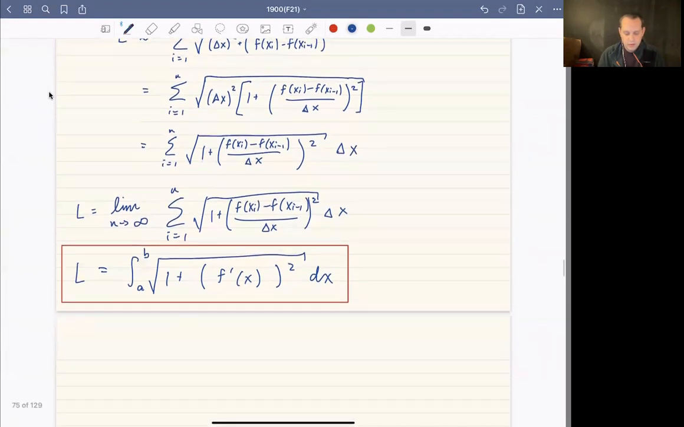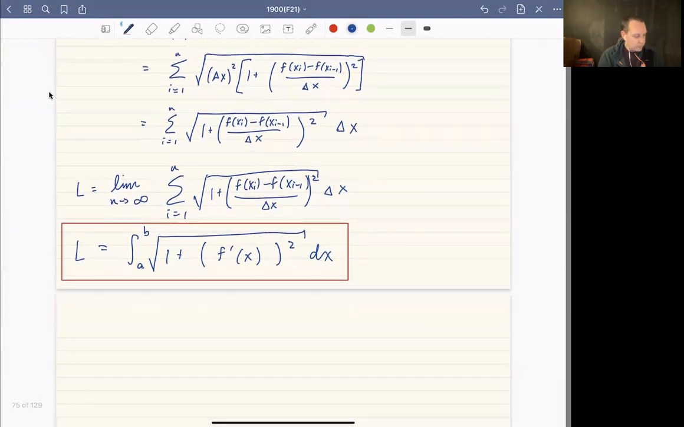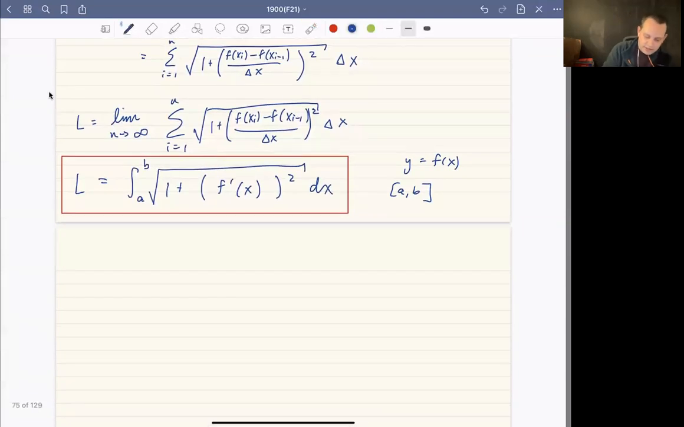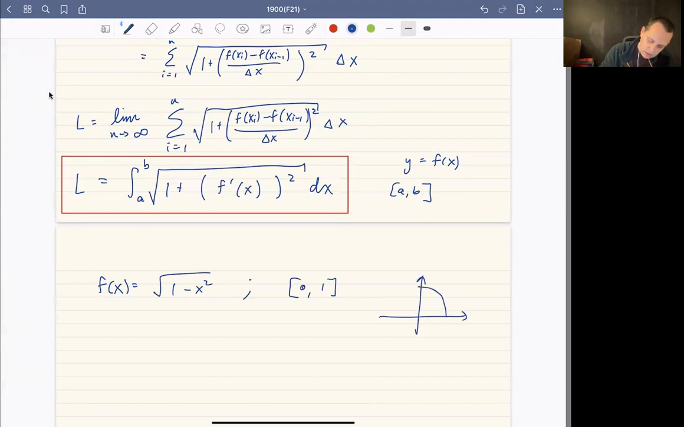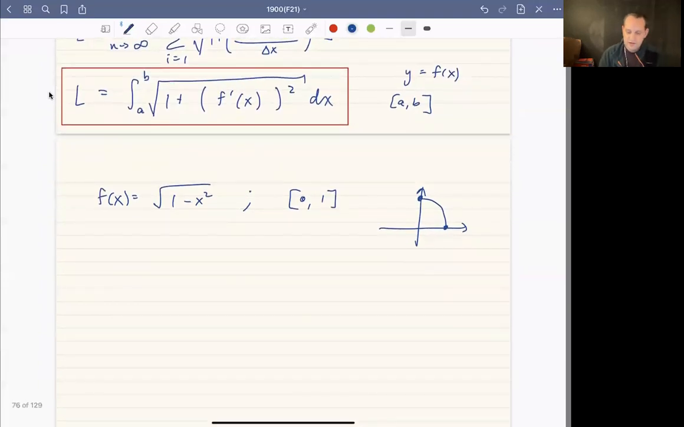So that's really the only formula that we need to know for the arc length. If you have a function y equals f of x, and you want to find the arc length over the interval from a to b, you compute this integral. So just to do a silly example, let's look at the function square root of 1 minus x squared over the interval from 0 to 1. This is going to be a quarter of a circle. So we should know pretty well what its arc length is based on the circumference of the unit circle. But anyways, we'll figure that out in a second.